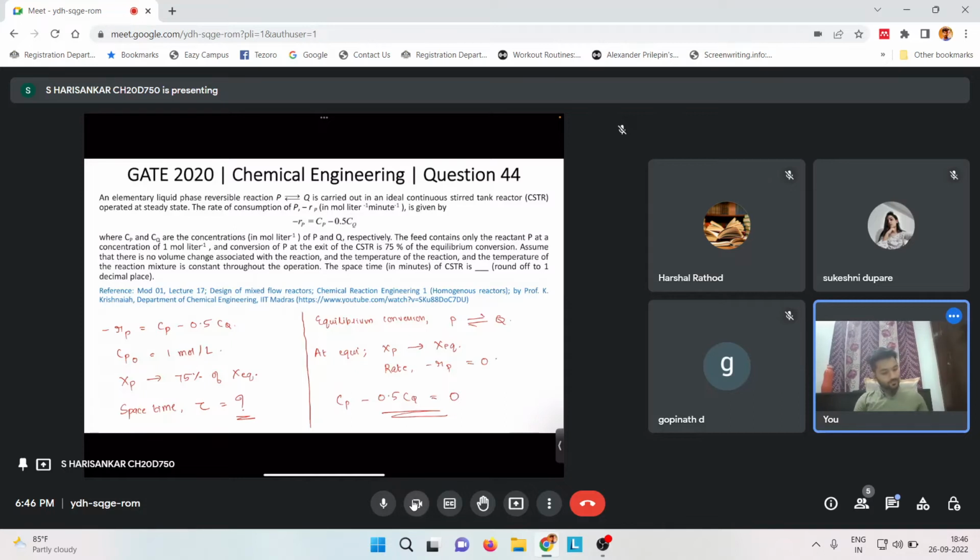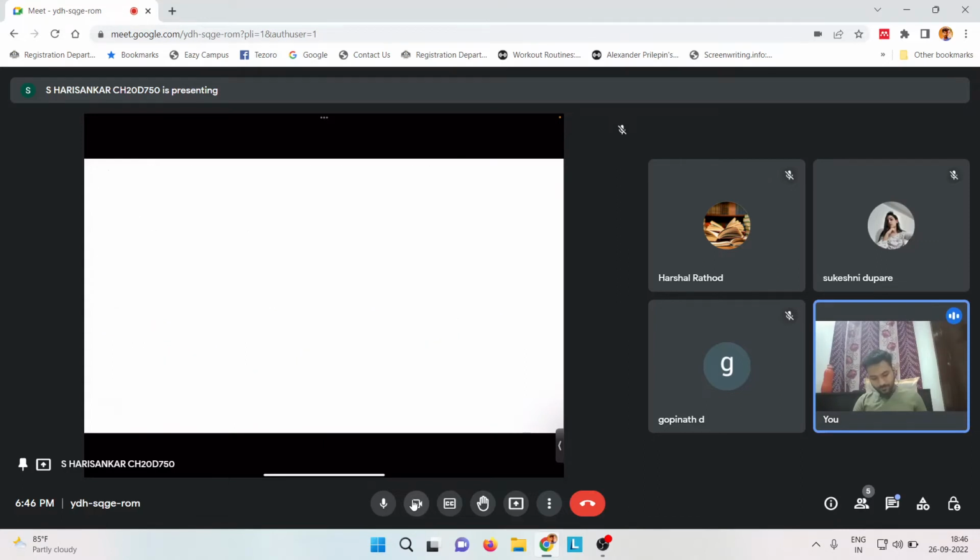Okay, so now we can rewrite this. So this will be Cp by Cq is equal to 0.5, right? So for constant volume system, so here it is given that it is a constant volume system, Cp can be Cp0 into 1 minus Xp, and this is at equilibrium. So this will be Xp equilibrium.